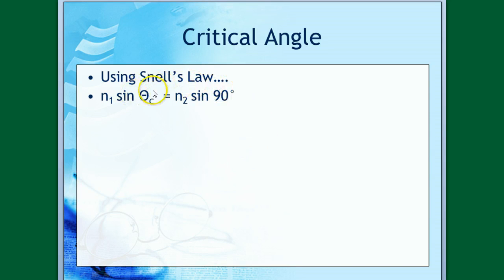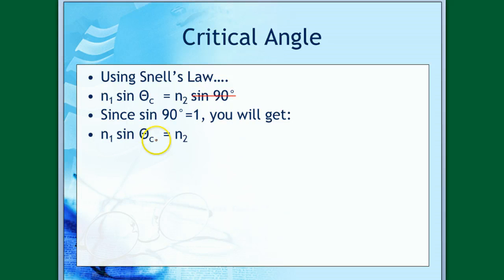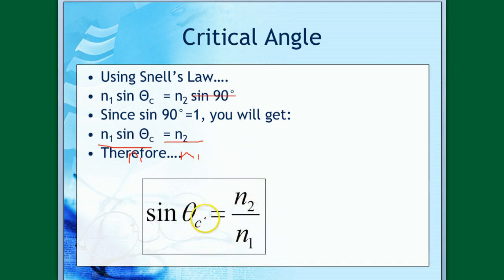We change theta I to theta C, and we change sine theta R to sine 90, because that's what we want to get. Well, if you put sine 90 in your calculator, you get 1. So since sine 90 is 1, basically we can do away with all of this completely. We get n1 sine theta C equals n2. And all we have to do is divide by n1 on both sides, and we get this. And this is what you put in that box.